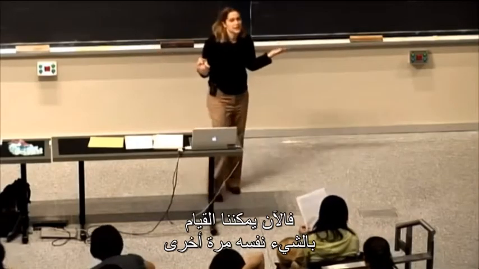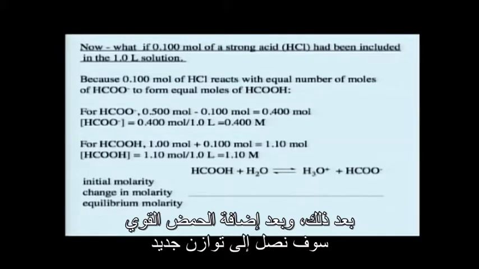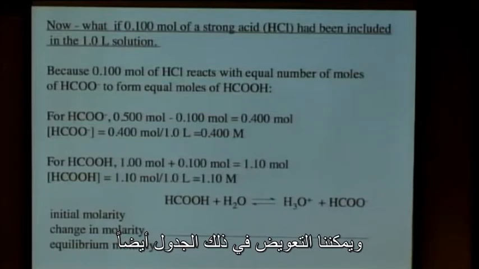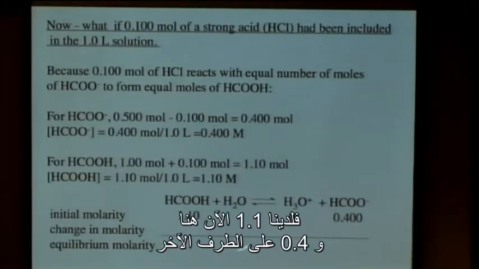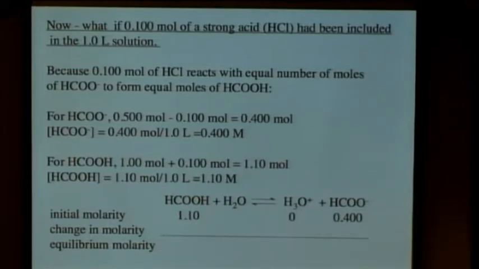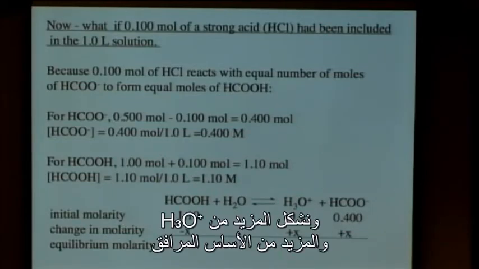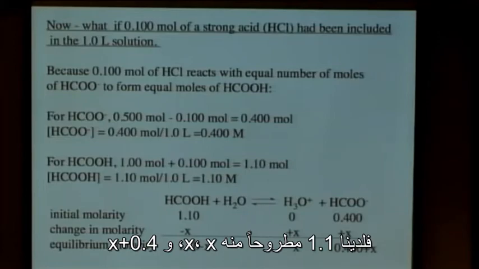So now we can do the same thing again. After we have added the strong acid, a new equilibrium is going to be reached. And so we can plug in this table as well. So we have 1.1 now over here and 0.4 on the other side. As equilibrium is approached, you lose some of the acid as it reacts with water and ionizes, and you form more of the H3O+ and more of the conjugate base. So we have 1.1 minus x, and 0.4 plus x.